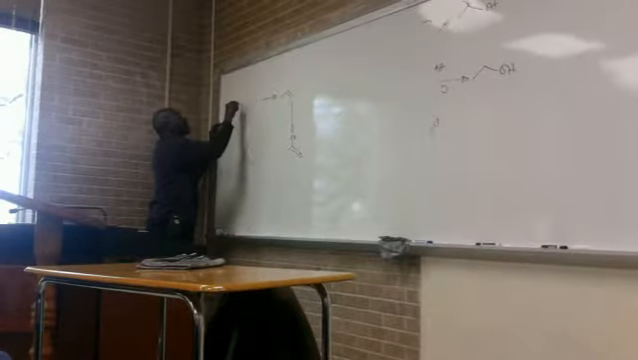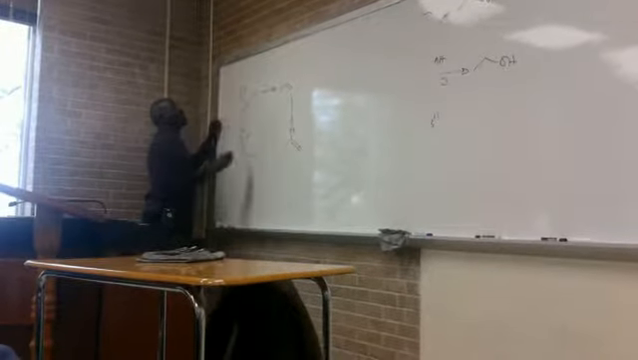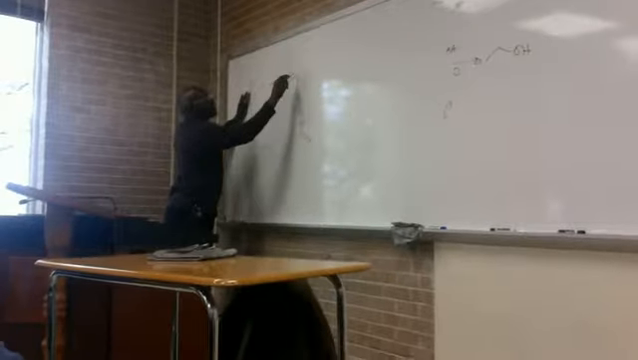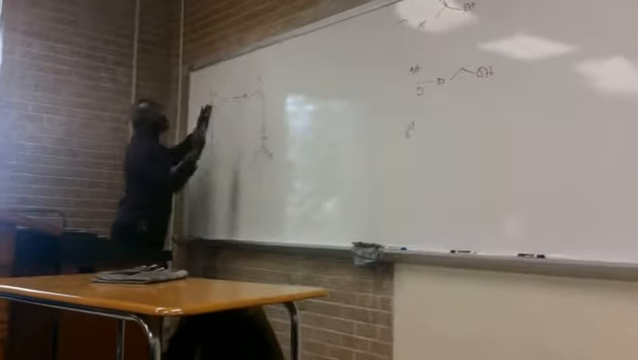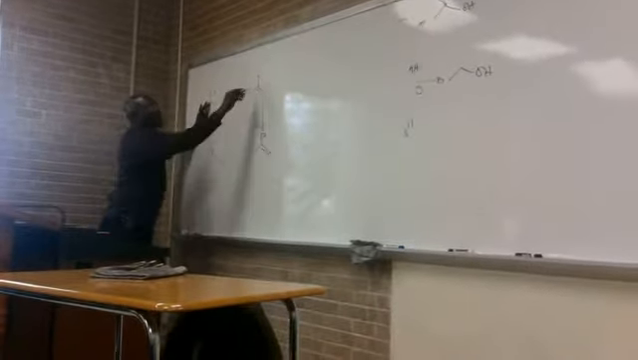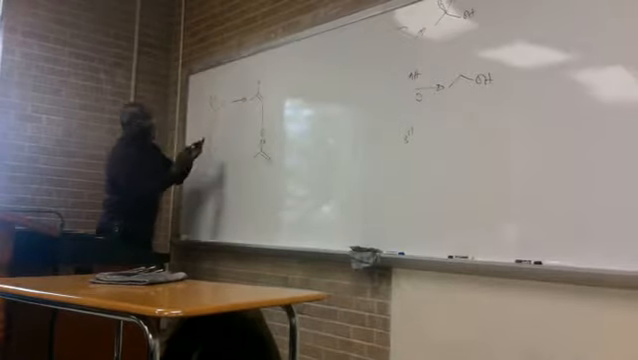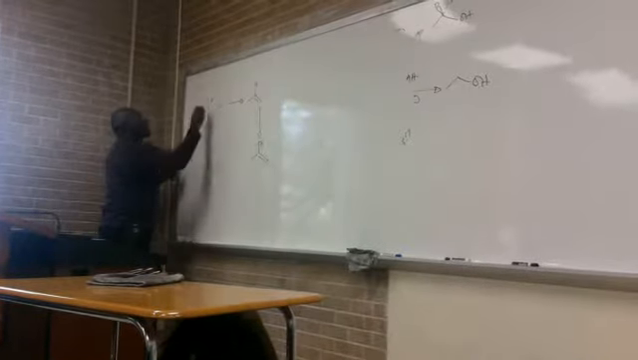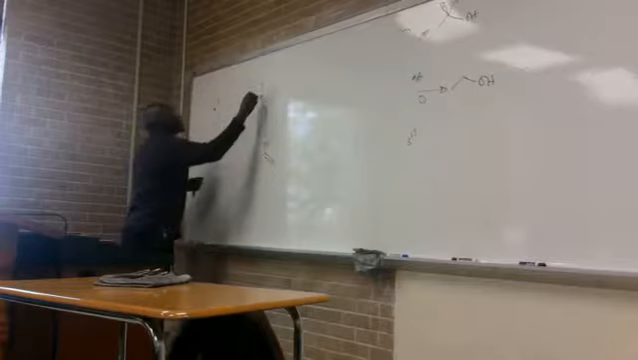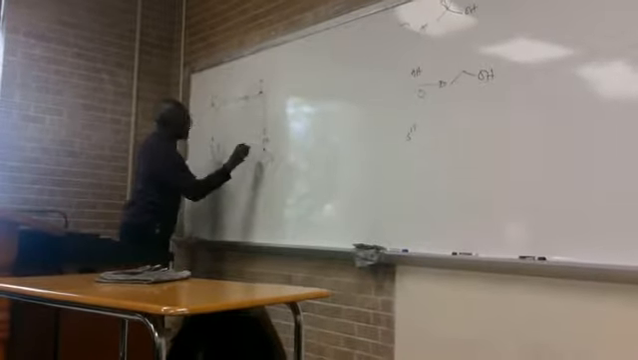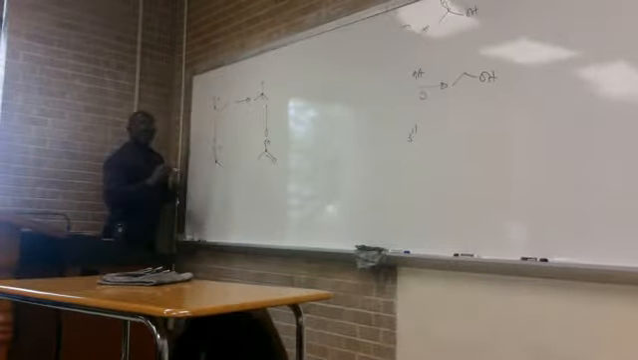So here I have two H's. When I make the alkene, this carbon now has one H. When I make the carboxylic acid, that carbon now has no H's, right? So this carbon is this carbon is this carbon. That's the carbon in my product.